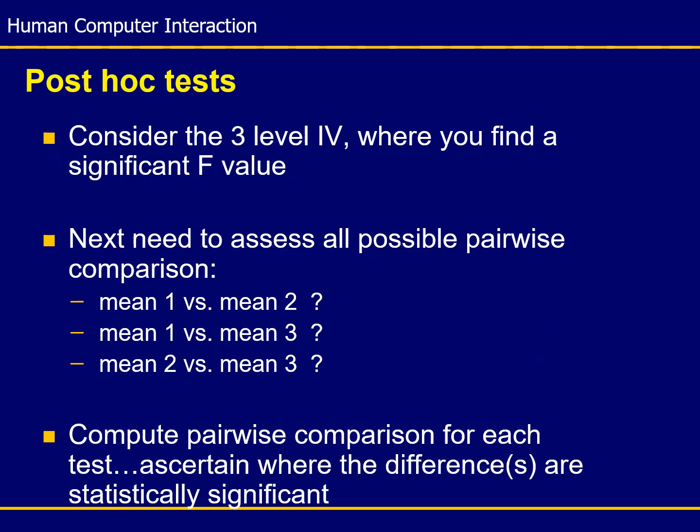So here is an example of what I was referring to. If you consider a 3-level independent variable where you find that p is significant, you need to assess all possible pairwise comparisons: 1 versus 2, 1 versus 3, 2 versus 3. That's what you get from a post hoc test. Since you've already found significance, it will tell you which one is actually significant and which one is not.